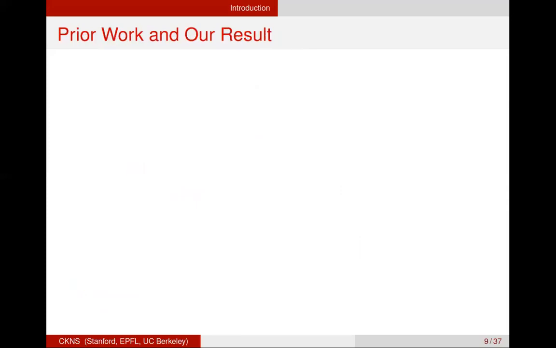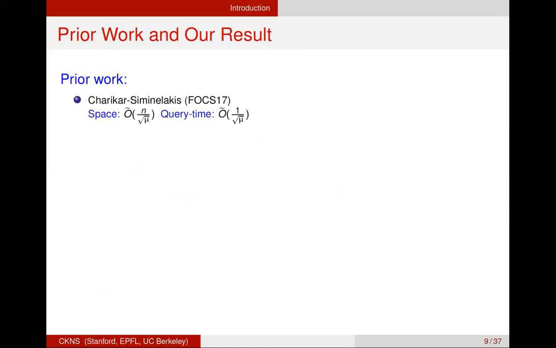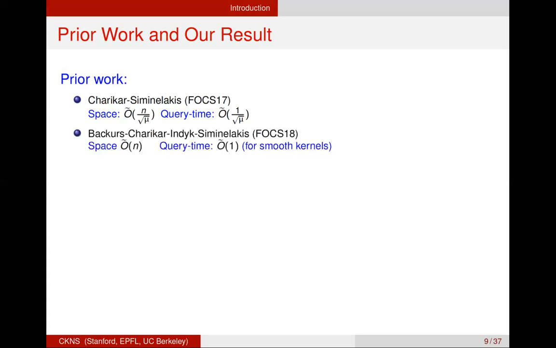Now let me tell you about the prior work in this area, and then a little bit about our result. Charikar and Siminelakis, in their FOCS 17 paper, were able to beat random sampling for the first time and achieve space of order n over root mu and query time of 1 over root mu. In the follow-up work of Backurs, Charikar, Indyk, and Siminelakis in FOCS 18, they were able to achieve linear space and constant query time for smooth kernels, such as polynomially decreasing kernels. And more recently, Backurs, Indyk, and Wagner were able to improve the space of the FOCS 17 paper to get space of order 1 over mu.